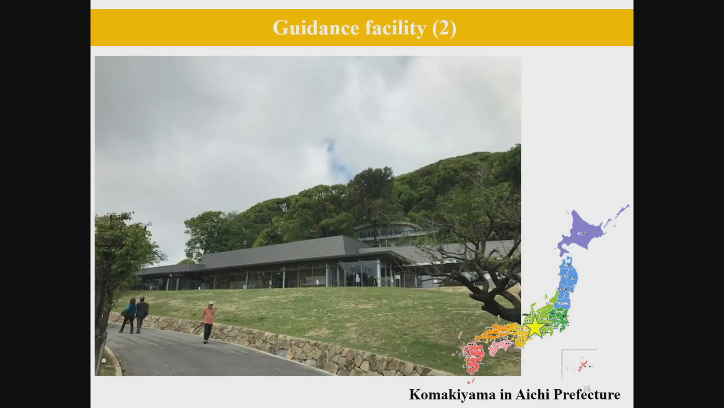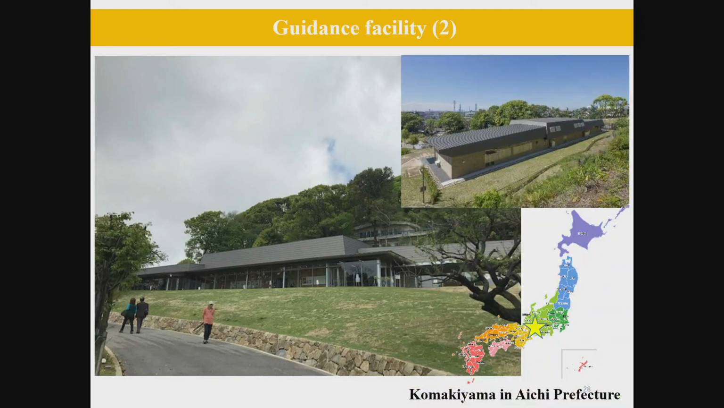This is a guidance facility in a mountain castle site. As I mentioned, it should be built outside of the designated site in principle. However, this was established in the historic site. It is designed to represent a part of the castle structure, which had been dug through for the construction of a school in the past.